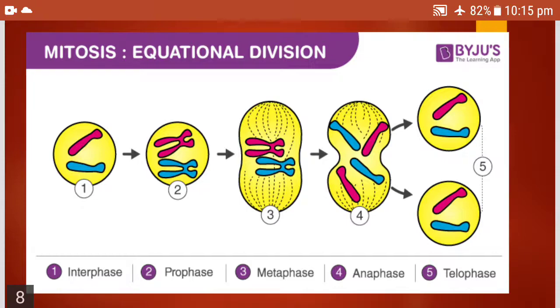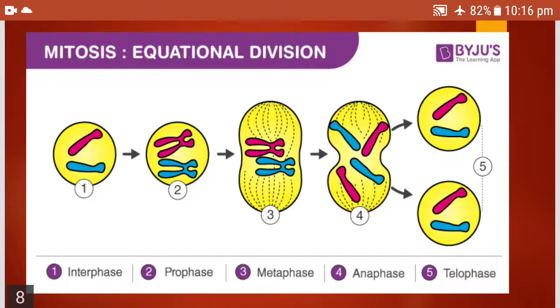In the metaphase, these chromosomes come and lie on the equatorial line, and centrioles are present in the cell, which will develop these thread-like structures called the spindle fibers. So the spindle fibers are formed. Centromeres get attached to the spindle fibers in metaphase. And finally, the centromere splits, separating the chromatids.